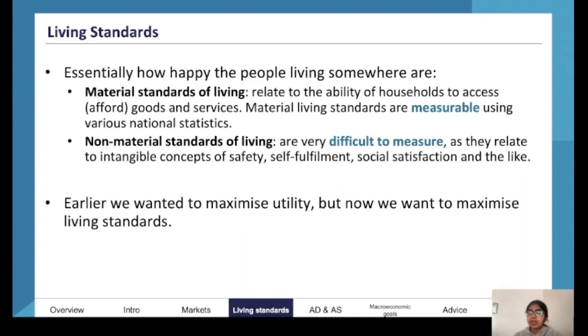So when we allocate resources in a market, we want to maximize living standards. We talked about utility and everything earlier, but really the ultimate goal is to maximize living standards, because if we can maximize utility and our satisfaction, then we can make sure that we're happy.